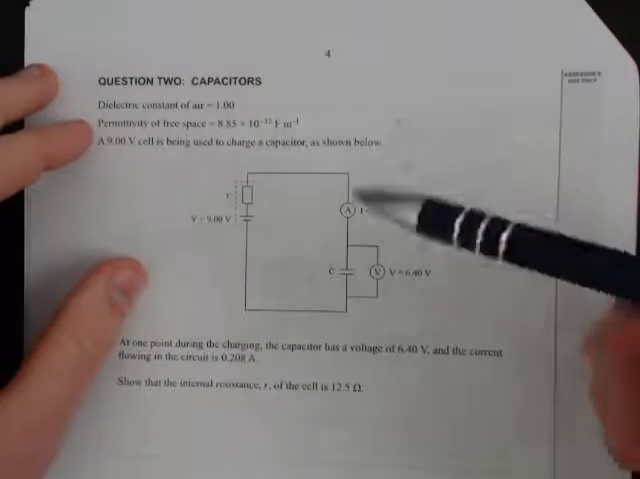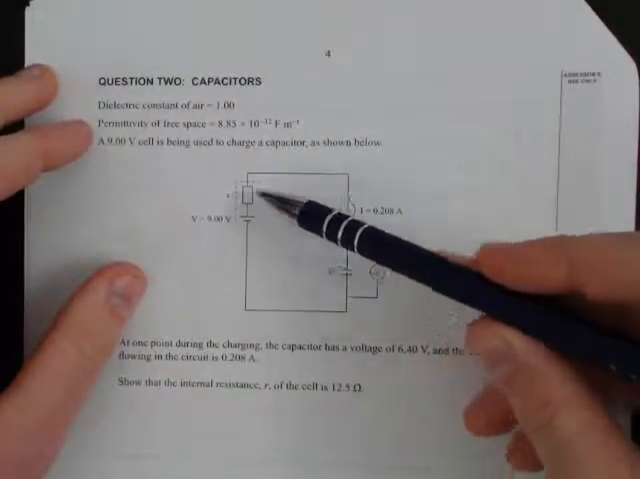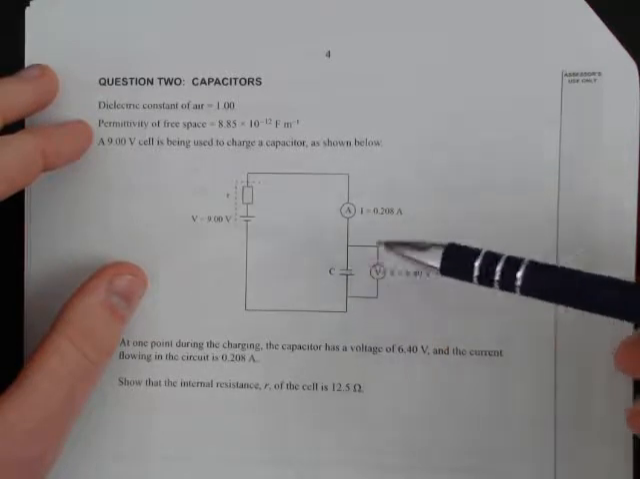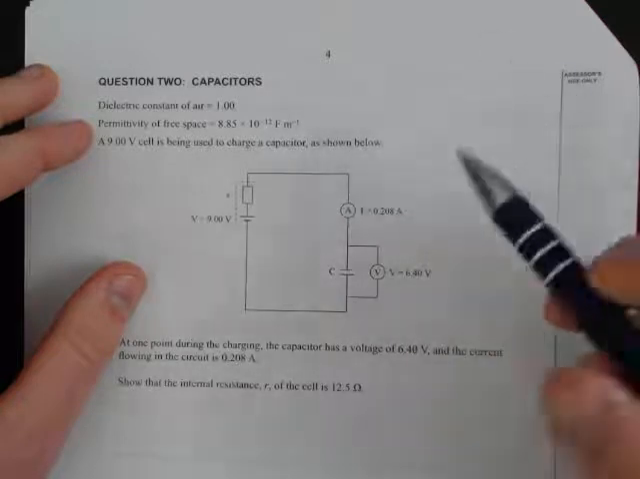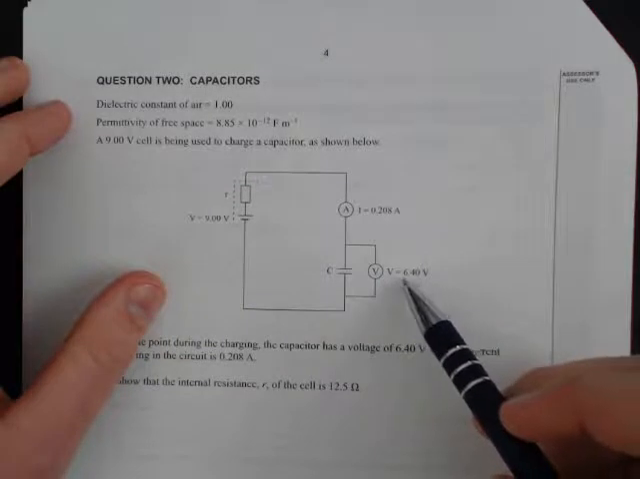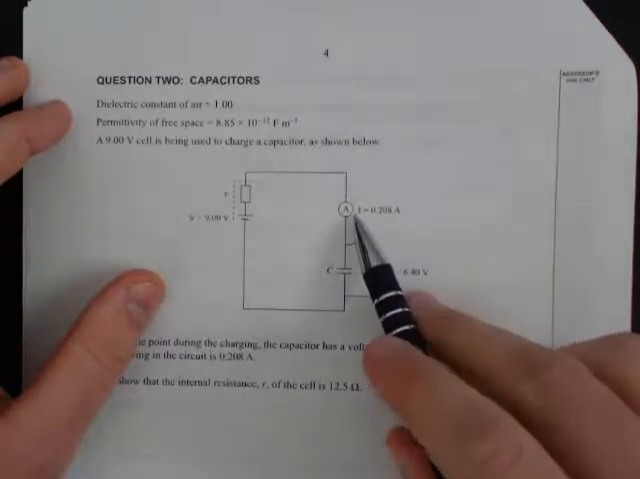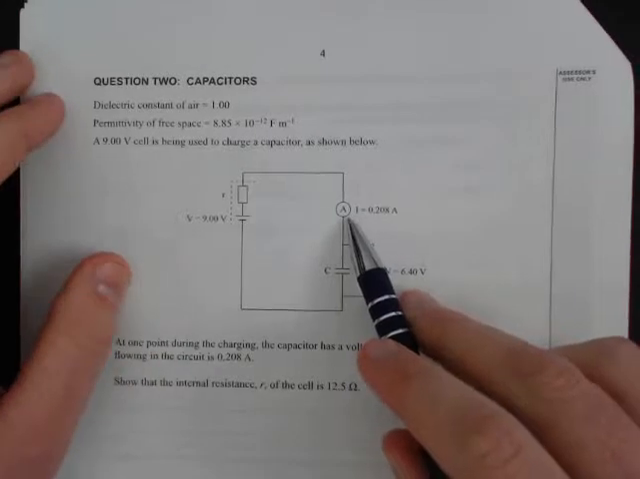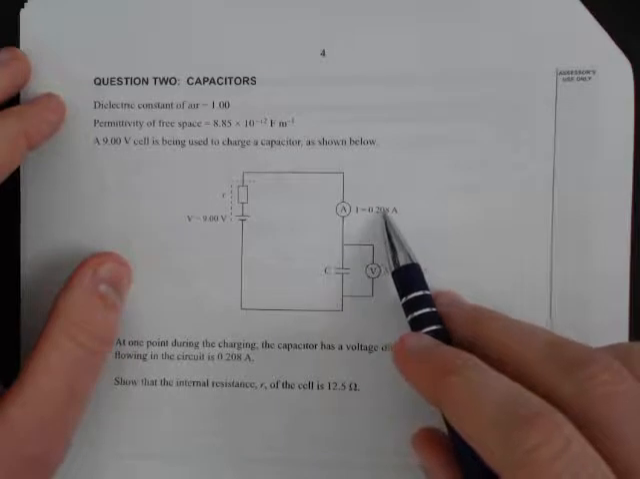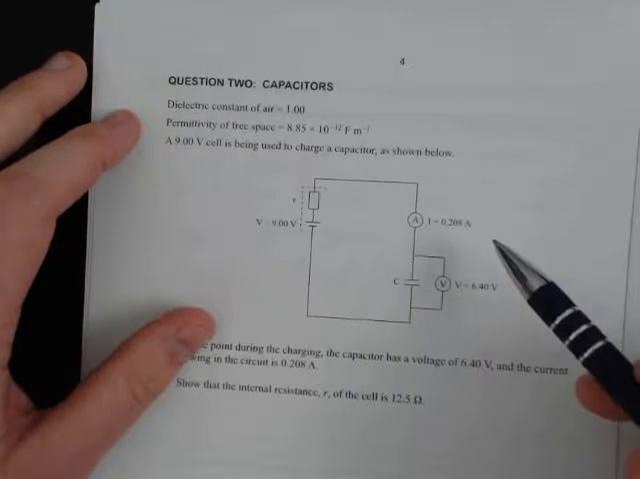So what we have here is a DC circuit with a little bit of internal resistance running at 9 volts, charging up a capacitor, and once it's fully charged, the current will stop flowing. At this instant, the capacitor has a voltage across it of 6.4 volts, and the current flowing through the circuit is 0.208 amps. Notice again all the numbers are given to us in 3SF.